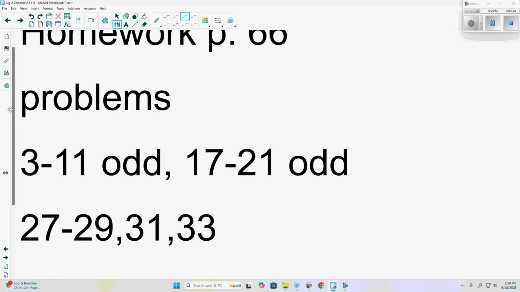3 through 11 odd, 17 through 21 odd, 27 through 29, and 31 and 33. So 27 through 29, we'll still need to finish the other part with identifying the vertex, but we will get to it here in a bit.